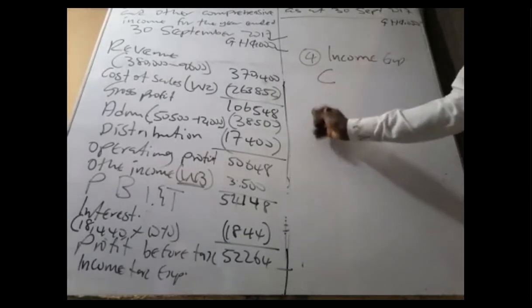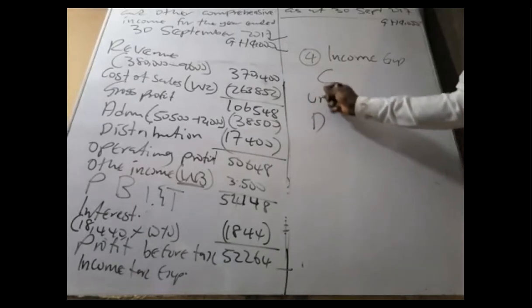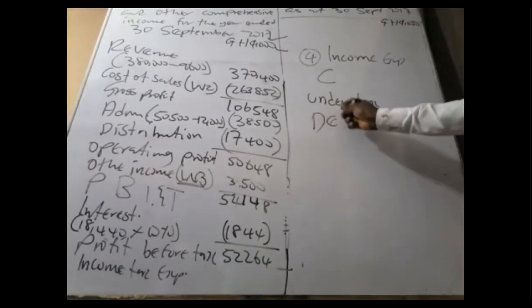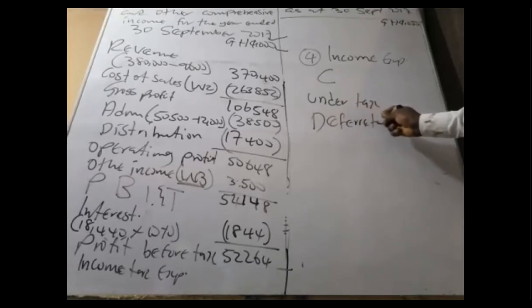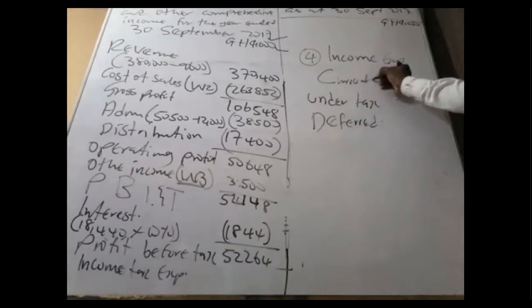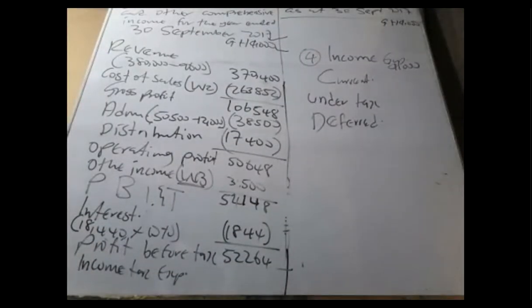Write a C, leave a space, and write a D. For this question, under tax provision is deferred tax. This is the current year tax provision, current tax. Don't forget your three zeros. Now, what's the current year tax? Let's go to the footnote. I'm getting 52,304.